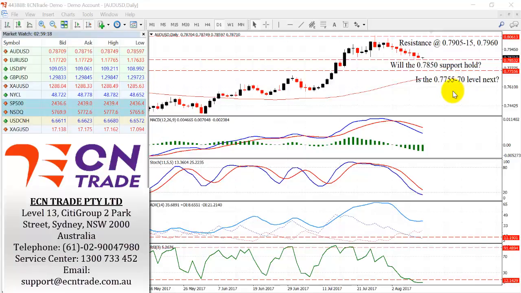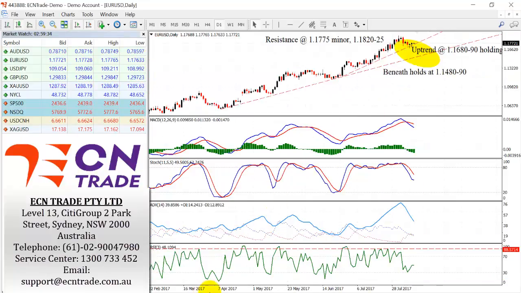With the geopolitical tension between the US and North Korea heightening further, we could see further weakness coming through to the Australian dollar as the US dollar strengthens. And with the technical implications in play, that does limit the upside today with the resistance holding at 79.0515.